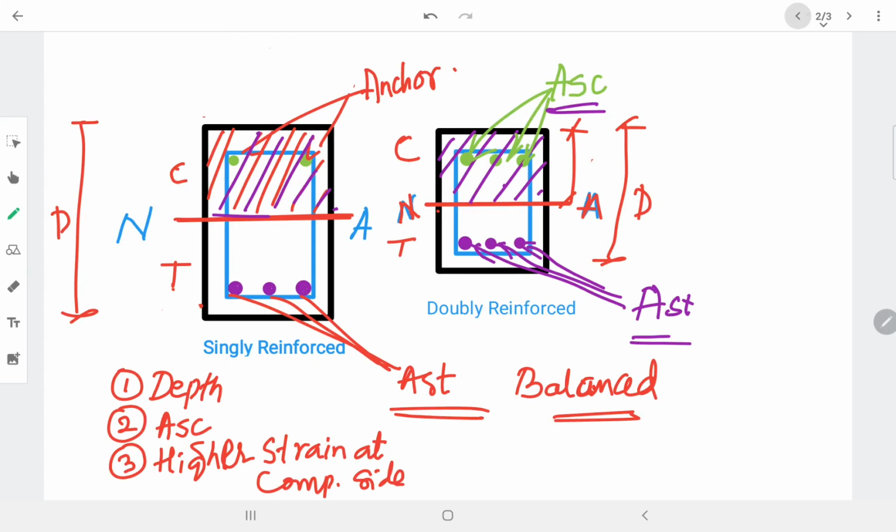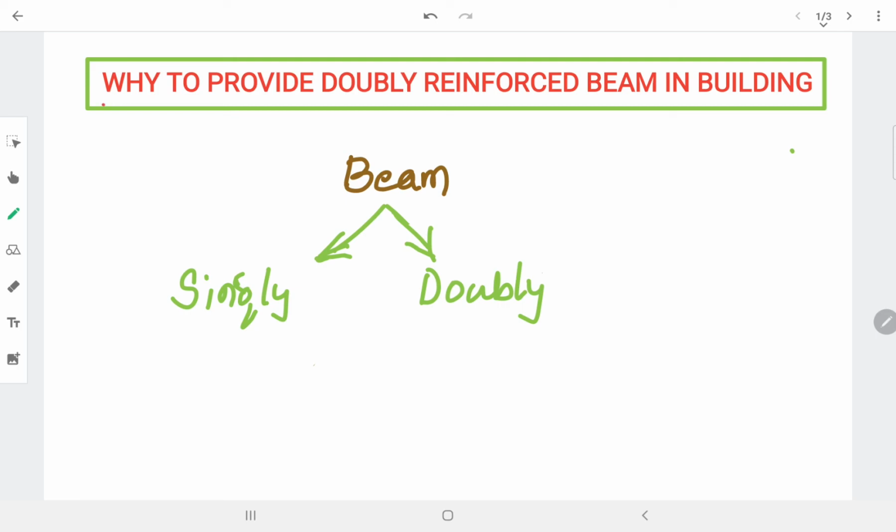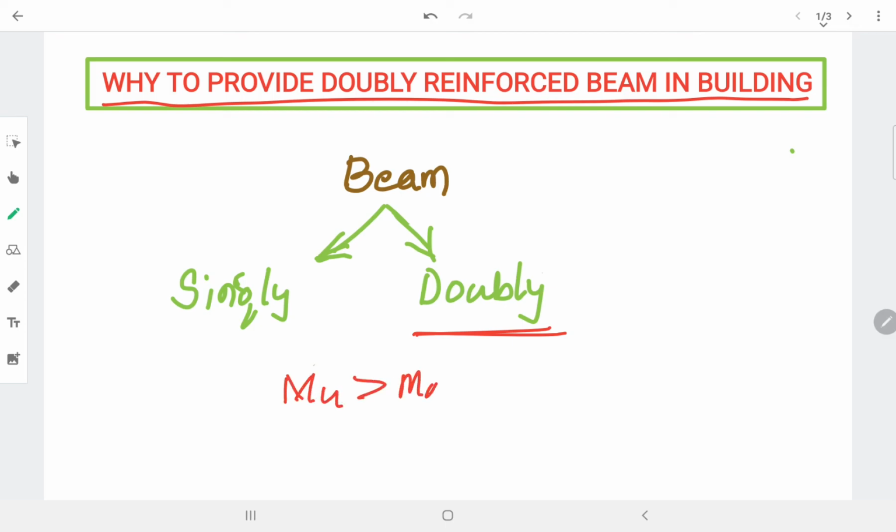Our intention is to find out why to provide the doubly reinforced beam in a building. There is no such restriction that you need to provide the doubly reinforced beam, but when you are restricting the depth, you are reducing the section. In that case, if the limiting moment is less than the actual moment, or the actual moment is crossing beyond the limiting moment, you will be using a doubly reinforced beam.